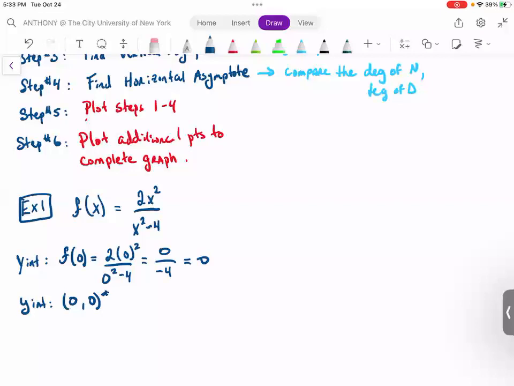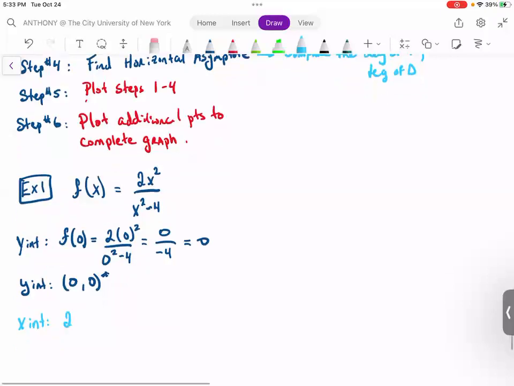And I'm going to put a star on this. Okay, y-intercept is done. Next, we get the x-intercept. To get the x-intercept, now you set the numerator equal to 0 and solve for x. Your numerator was defined as 2x squared, so you set that equal to 0. Now, if you solve for x here, you have to do 2 things. You divide by 2, and then you take the square root on both sides. What's 0 divided by 2? 0, so we're going to get x squared is equal to 0.